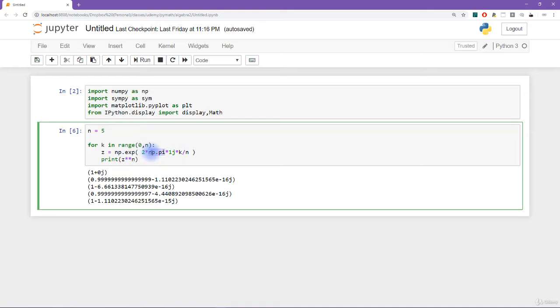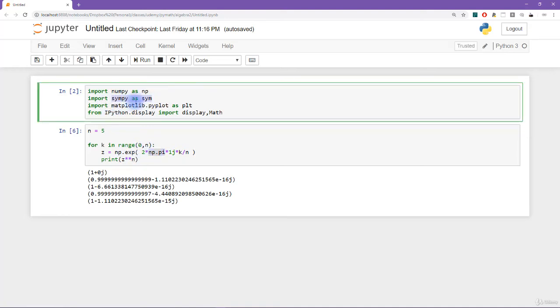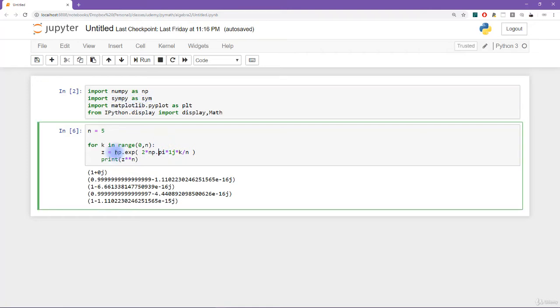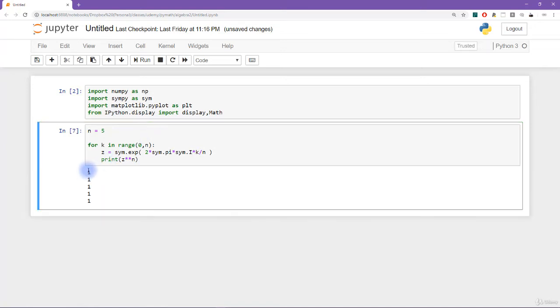So what I think we can do instead is use the SymPy toolbox or the SymPy module in order to get pi and also e in terms of symbols, not in terms of estimated numbers. So now I'm basically just going to convert everything into SymPy. So sym.exp, this is going to be sym.pi, and here I'm going to use sym.I instead of 1j. And now let's see what happens. Aha! Now we get all ones. Okay, so this is looking good.